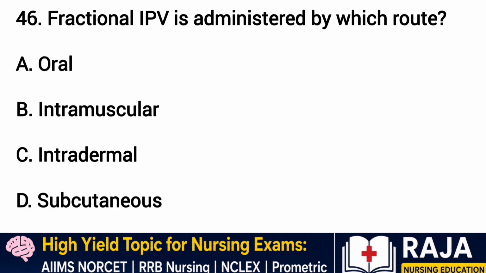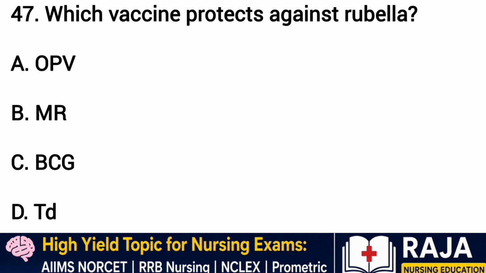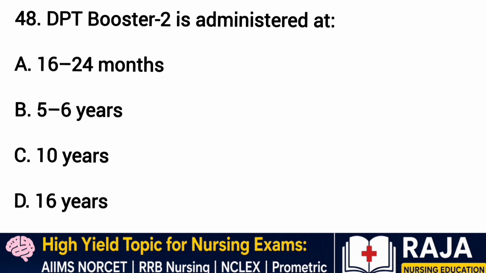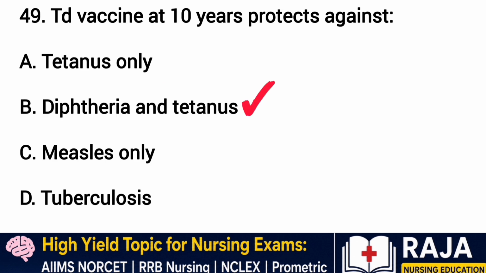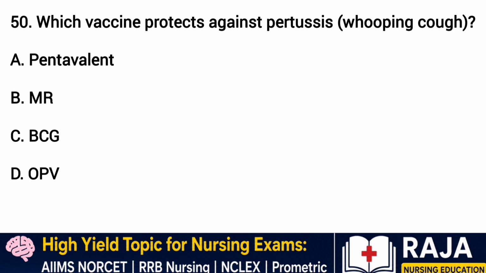Fractional IPV is administered by which route? The answer is C. Intradermal route. Which vaccine protects against rubella? The answer is B. MR vaccine. DPT booster 2 is administered at? The answer is B. 5 to 6 years. The answer is B. Diphtheria and tetanus. Which vaccine protects against pertussis, whooping cough? The answer is A. Pentavalent.